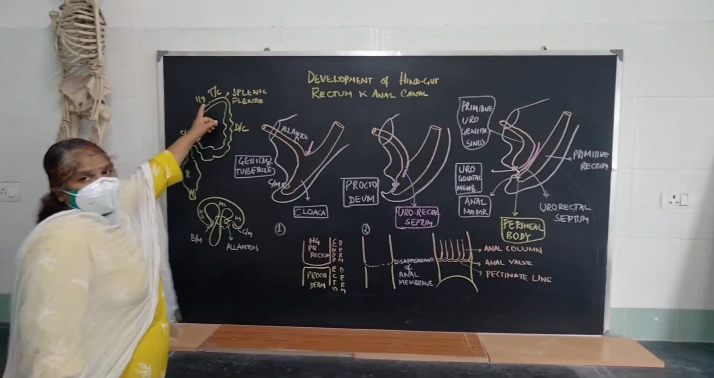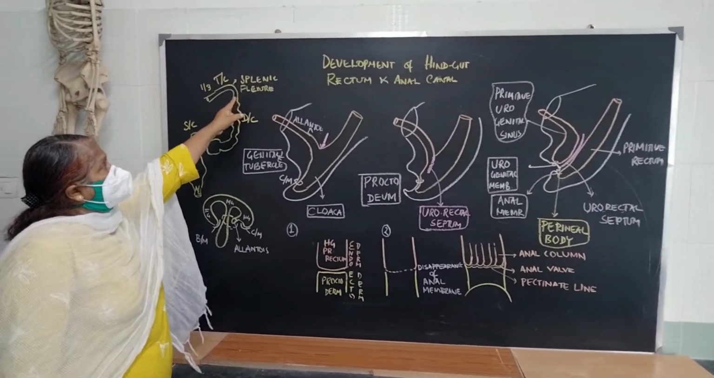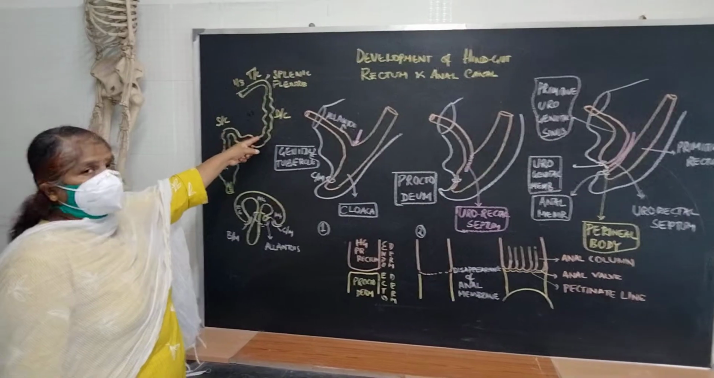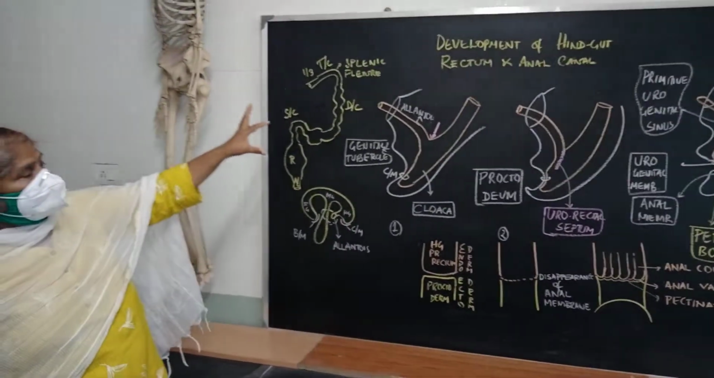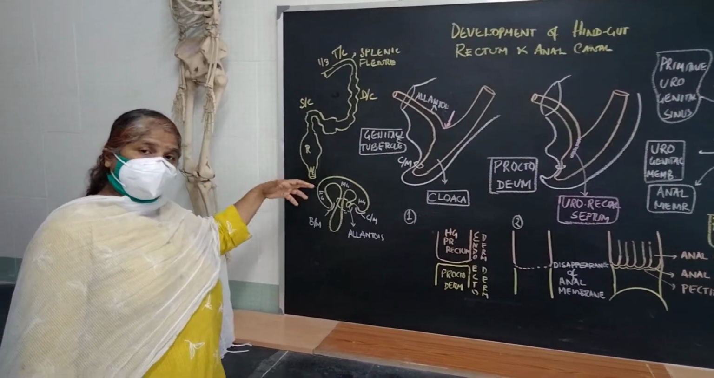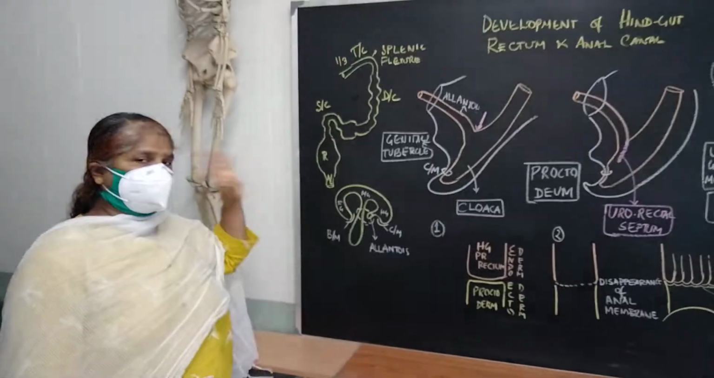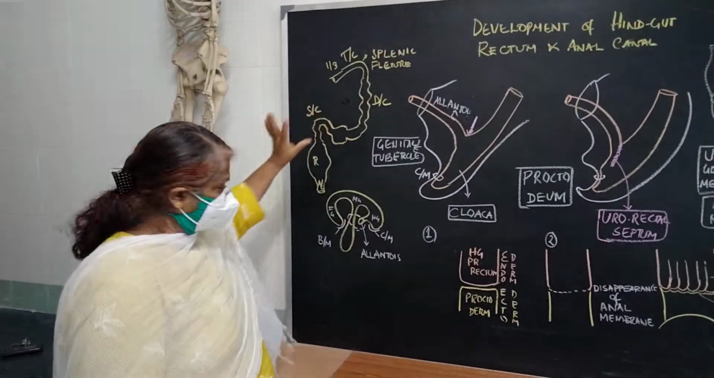This is the part of the hindgut: the left one-third of the transverse colon, splenic flexure, descending colon, sigmoid colon, rectum and anal canal. This is the part which is derived from the hindgut. A part of the anal canal is derived from the hindgut, and a part is derived from the ectoderm. Okay, so these are the derivatives of the hindgut.